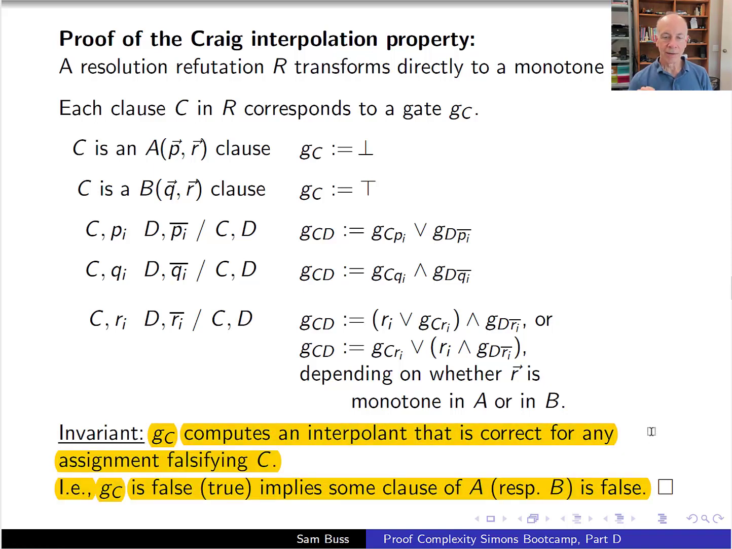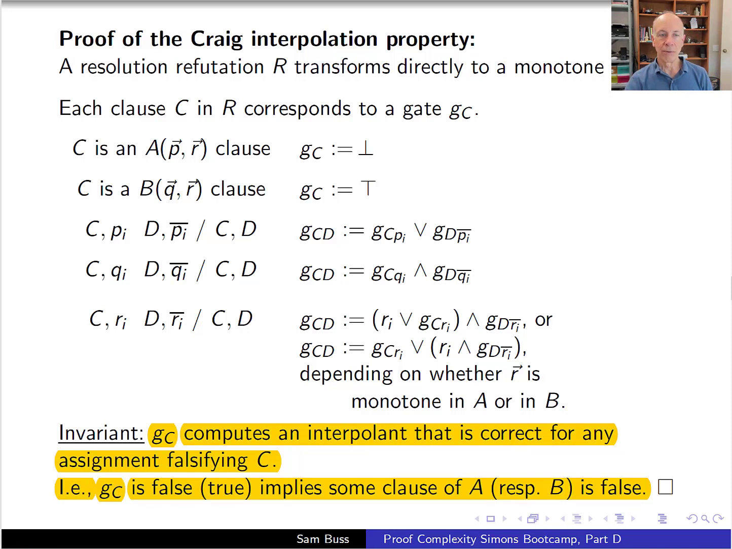for any assignment of the variables, and any partial assignment that falsifies all the literals in clause C, if G sub C is false, then there's some clause of A that is false. And if G sub C is true, then there's some clause in B that's false. So G sub C is like a pointer that says, assuming C is false, then G of C will either say something in A is false, or will say something in B is false. And we now just go inductively through the resolution refutation and construct a circuit.